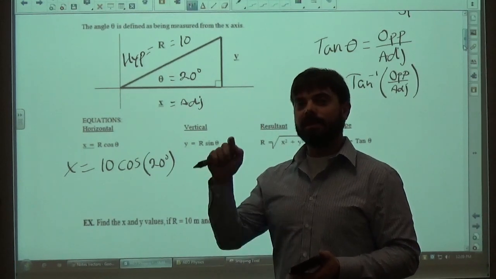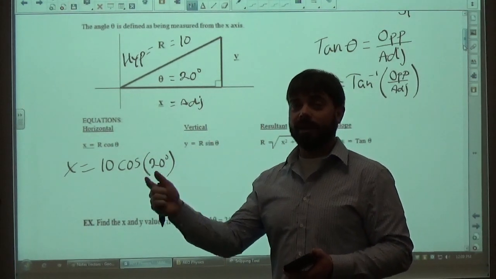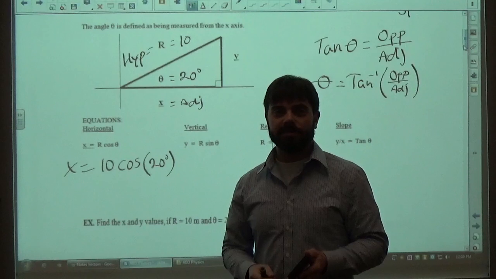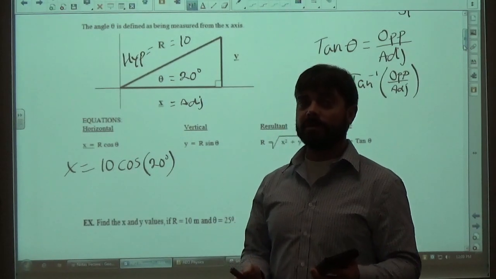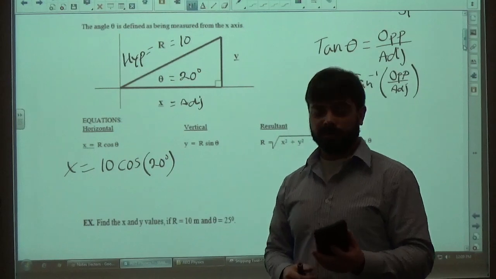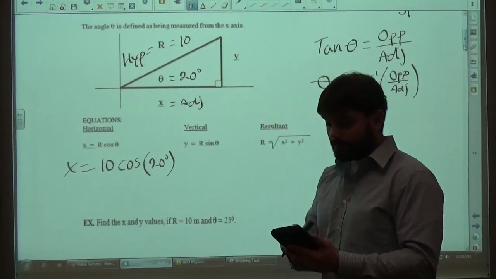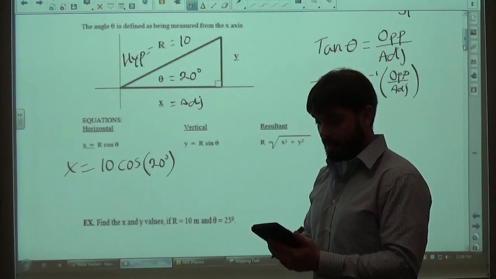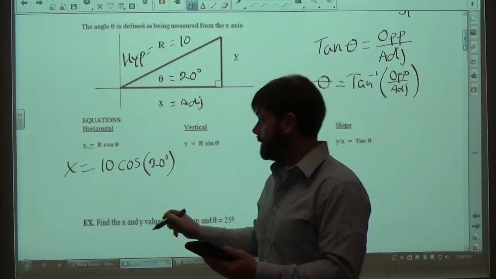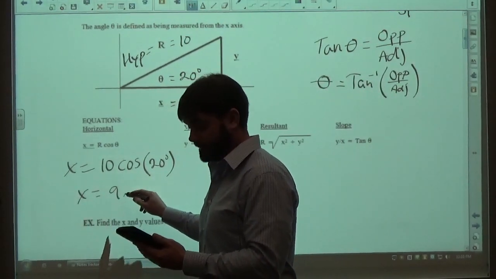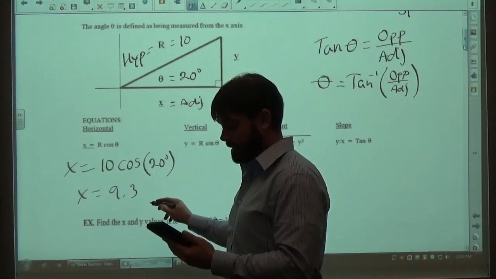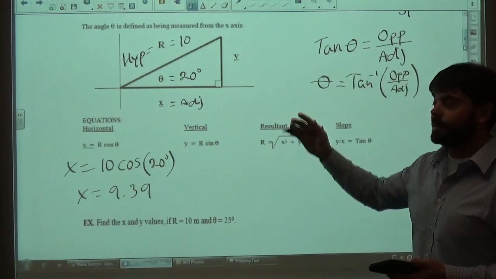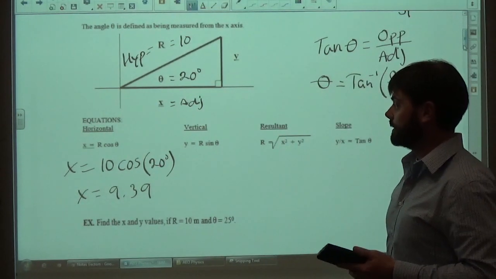One way to check that is if you hit the tangent button and 45, or 45 tan, depending on your operating system or your device. The tangent of 45 should be equal to 1. So if you want to check that it's in degrees or in the proper setting, check the tangent of 45 and make sure that it's equal to 1. So if I do this on a TI-80 instrument, I'll do 10 times cosine of 20. And I get 9.36, or sorry, 9.39 approximately. Whatever that is, if we're measuring in meters or kilometers per second or whatever it happens to be.